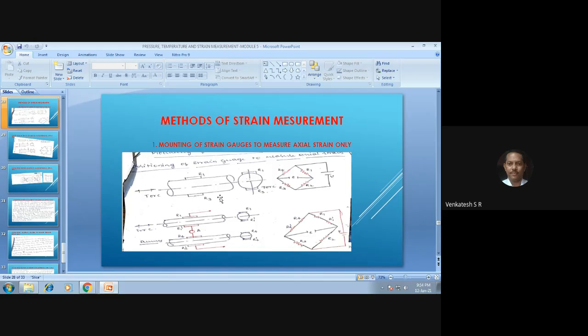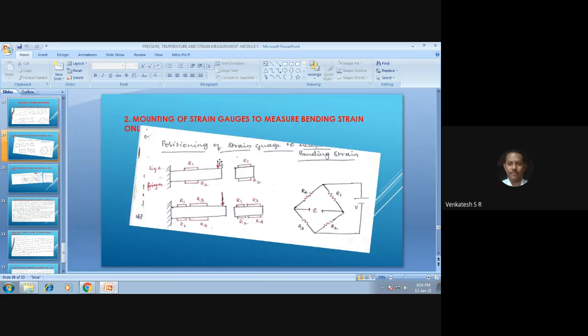Next line write down number two, mounting of strain gauges to measure bending strain only. I repeat, mounting of strain gauges to measure bending strain only.